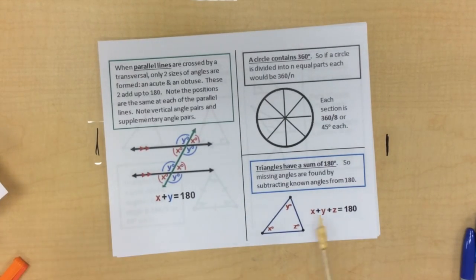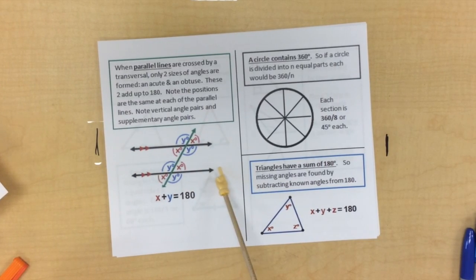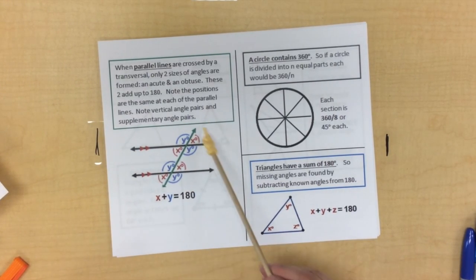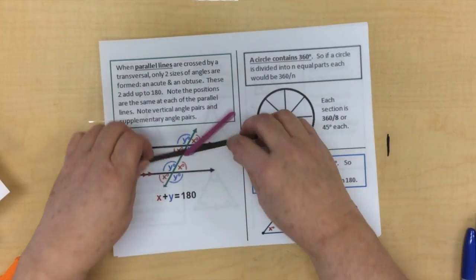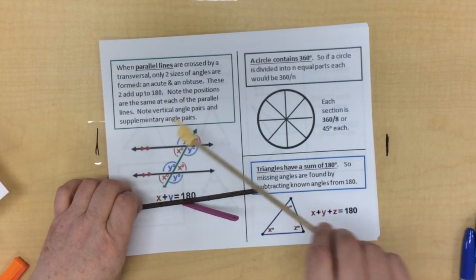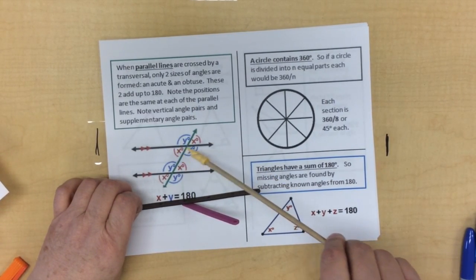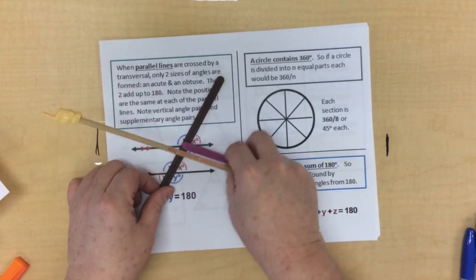Then, when we have parallel lines crossed by a transversal, so these two lines are parallel, and we have a transversal crossing them. In other words, we have two lines crossing up here. So again, that's a 180 rule. One X and one Y would make 180. Same down here, one X and one Y would make 180. And you can go this way as well.